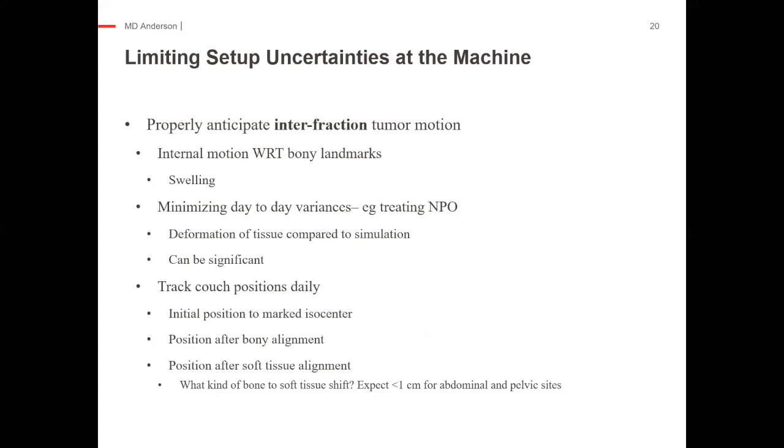At our center, we actually track the couch positions daily. Each patient has a little spreadsheet where we record their initial couch position, so that's your marked isocenter. Then we do a bony alignment shift, and then we do a soft tissue alignment shift. And we want to see what that bone to soft tissue alignment is. For abdominal and pelvic sites, specifically, within 1 cm. For lung sites, we expect it to be less than 5 millimeters.